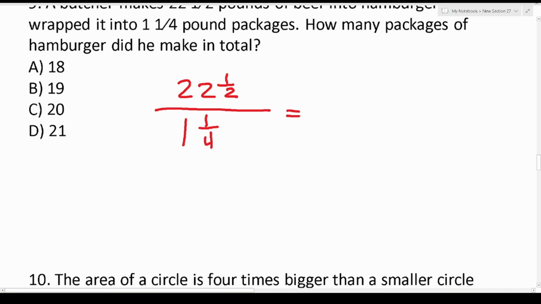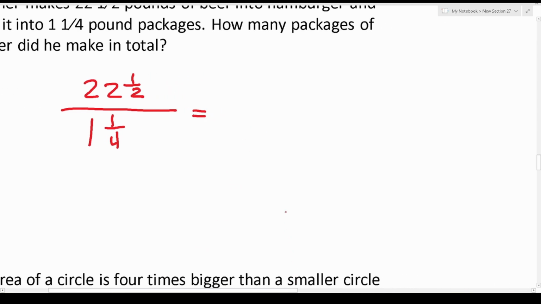That said, we're doing division with mixed numbers, which isn't necessarily that easy to do. So the very first thing I'm going to do is I'm going to convert these mixed numbers to improper fractions. And to do that, we're going to do this. Let's start in the denominator. We're going to do 1 times 4, which is 4, plus 1, which is 5. So this is the same as 5 over 4. We're going to do the same thing here. This is 22 times 2 plus 1. Well, 22 times 2 is going to be 44 plus 1 is 45. So this is the same as 45 over 2.